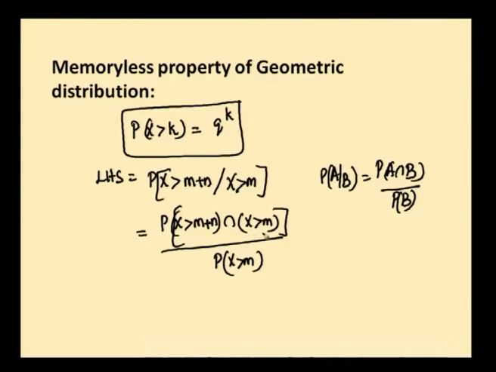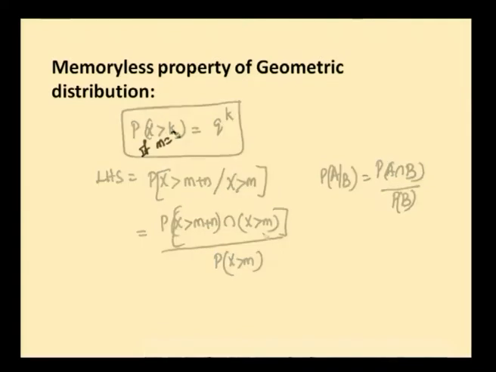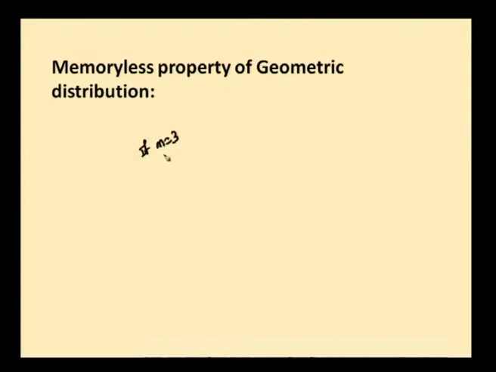Let us take an example and then we shall verify. For example, if m is equal to 3 and n is equal to 2. So, what does the intersection area stand for? I am going to discuss that. X greater than m plus n intersection x greater than n. What is it going to imply? X is greater than m plus n, which is 3 plus 2, intersection x is greater than 2.